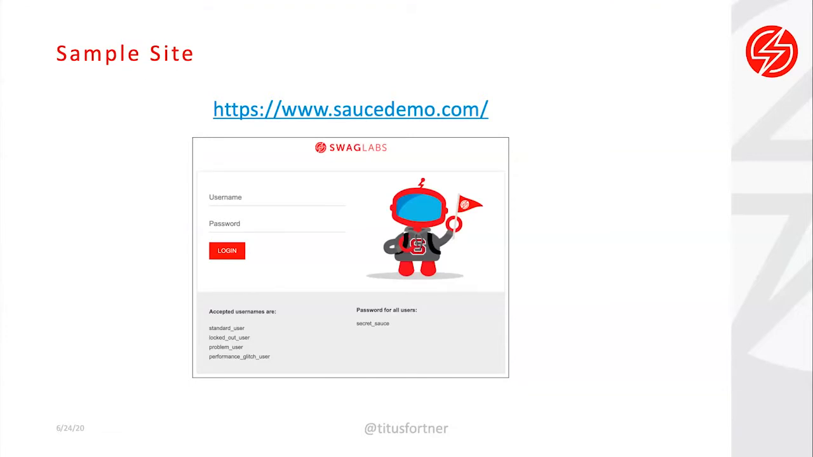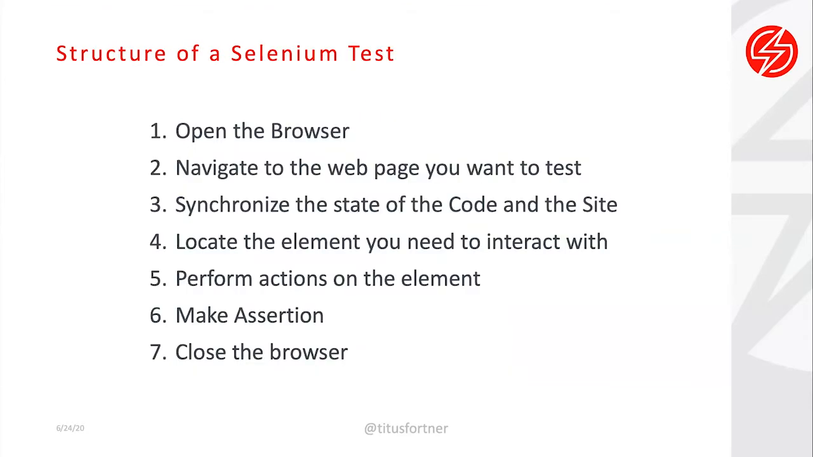So let's walk through a basic Selenium test. We've got this sauce demo site, Sauce Labs, and we're just going to authenticate ourselves with this page. So there's 7 parts of this. We have to open a browser. We have to navigate to where we want to interact with an app. We need to synchronize the state of the code and the site, locate the element you need to interact with, and perform the actions on the element. Number 6 is the one a lot of people overlook when they're talking about Selenium scripts. It's not a test if you're not making some kind of assertion.